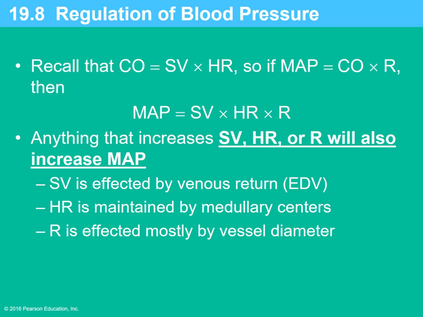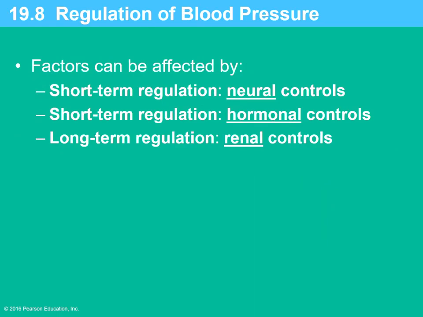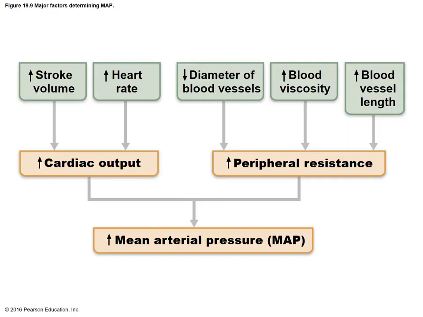So anything that's going to increase things like the stroke volume, the heart rate, the resistance are also going to increase that mean arterial pressure. There can be factors that can be affected by neural controls, hormonal controls, renal controls that affect short-term versus long-term regulation. So once again, this diagram is just showing what the mean arterial pressure and the different components or factors that play a role in helping to determine.